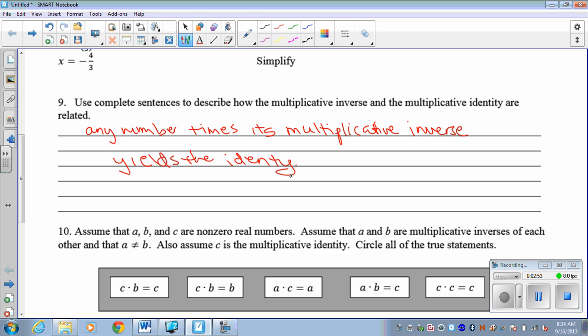That's it. So basically it's saying any number, call it A, times its inverse, let's call it 1 over A, always gives you the identity, which is 1. So any number times its inverse equals the identity. So here's a number, here's the inverse, and there's the identity. Okay, scooting on down.